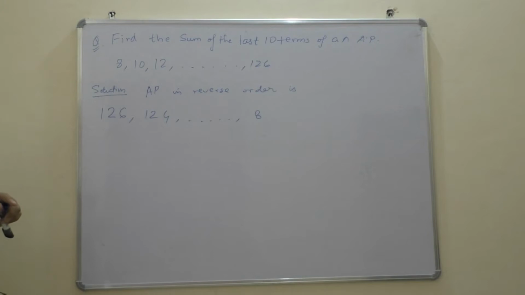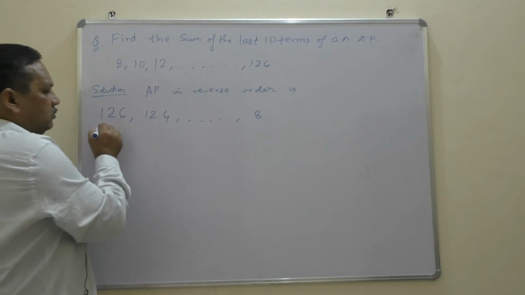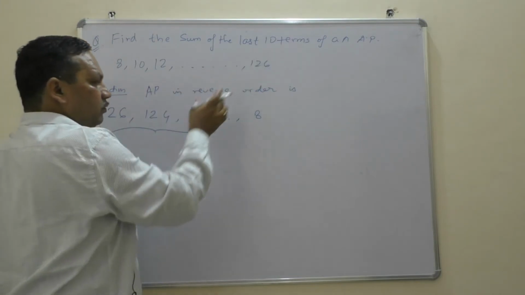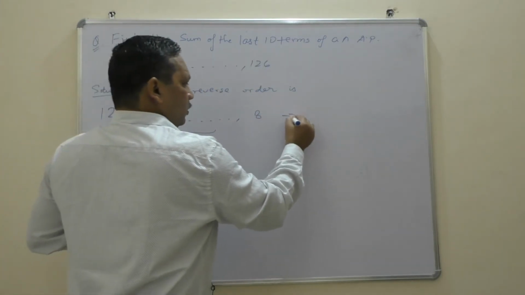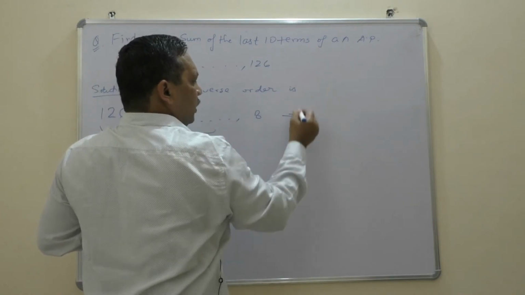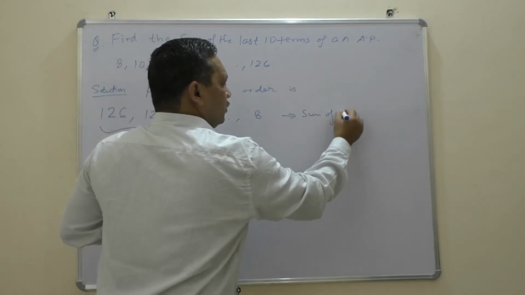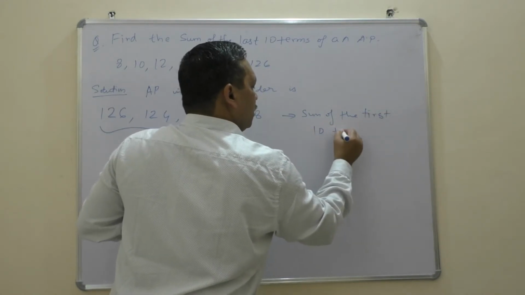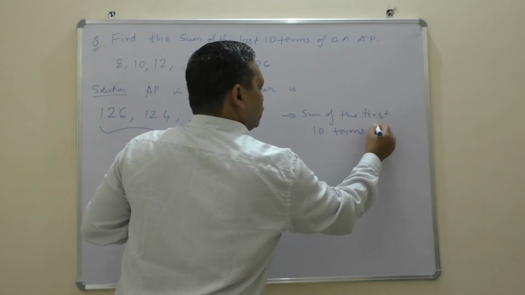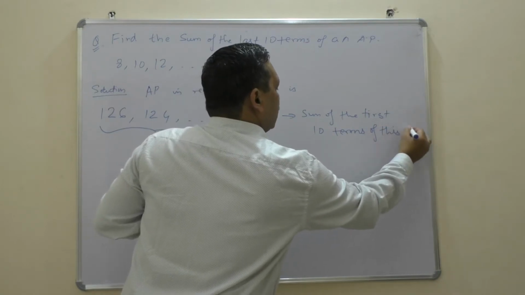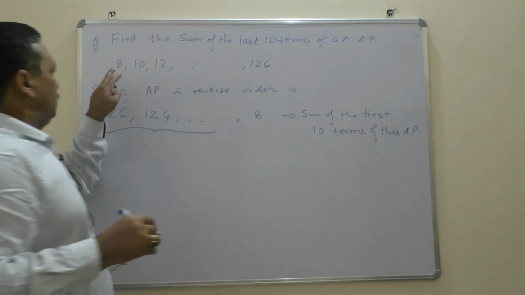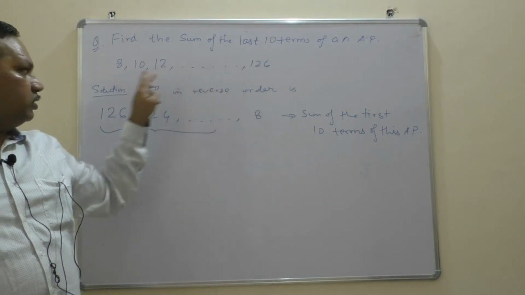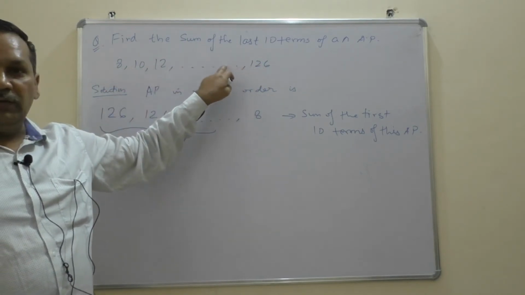Yes or no? Now you want the sum of the last 10 terms. That means basically you want the sum of the first 10 terms of this reversed AP. Yes or no? Why? I'll tell you once again. See, the AP is this. The last term is 126. The second last, the common difference being 2, will be 124.